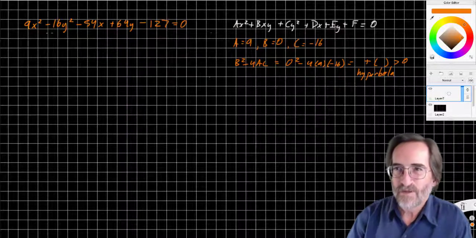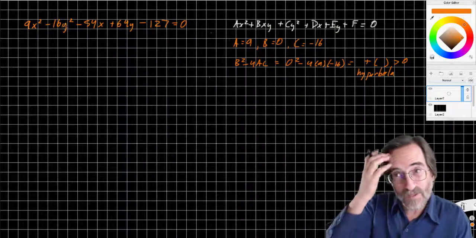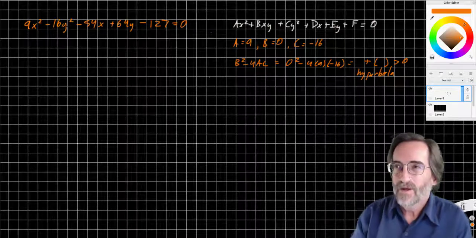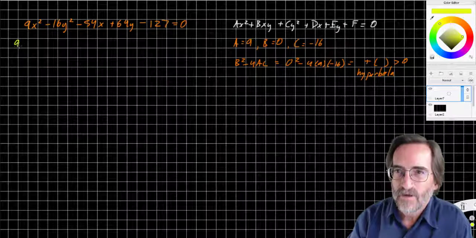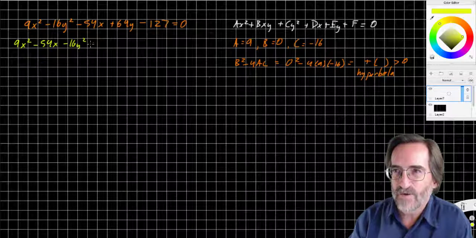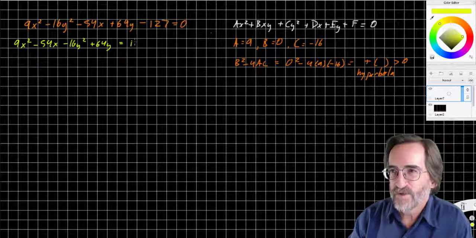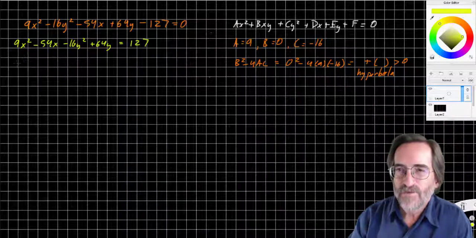Another way to tell is it has different numbers on the x squared and the y squared coefficients, and they are opposite in sign. All right, so let's see if we can convert this here. So we're going to complete the square on the x's. In order to do that, let's group the x's together. 9x squared minus 54x minus 16y squared plus 64y. Move the 127 to the other side. Factor a 9 out of the x terms here.